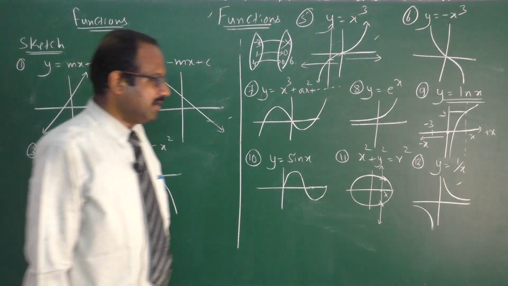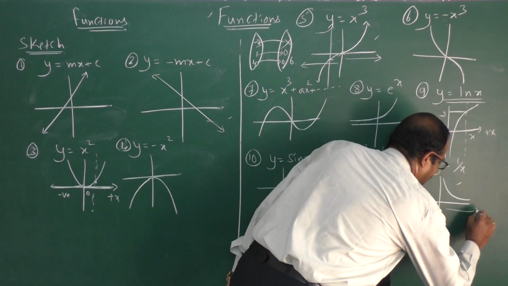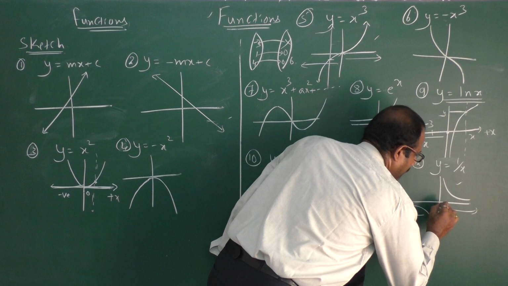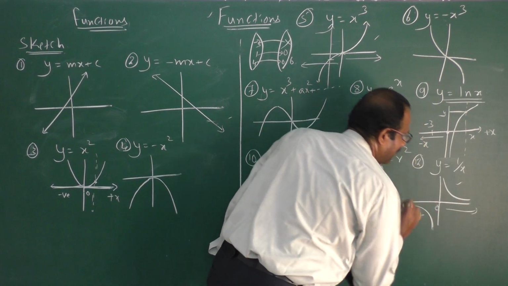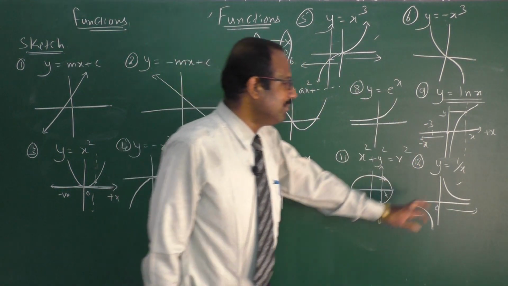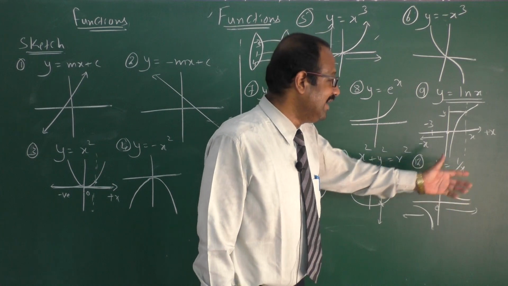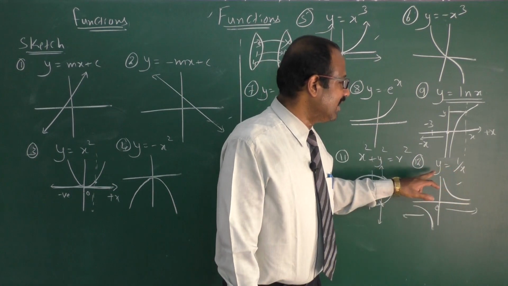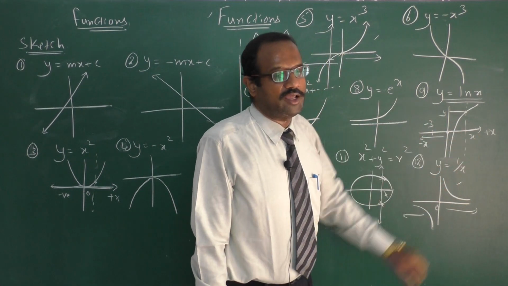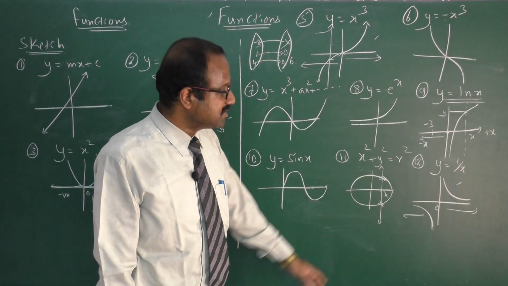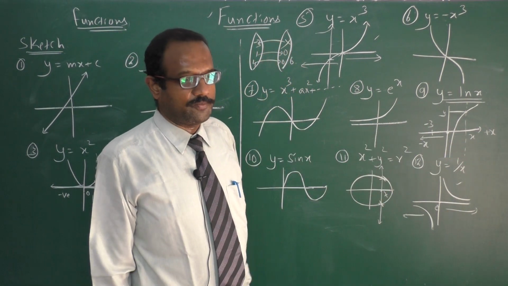Then you can observe that all the positive values are mapped, negative values are mapped, but 0 is not mapped. 1 by 0 is undefined. Means you don't get a y value for x is equal to 0. Hence that is not a function.